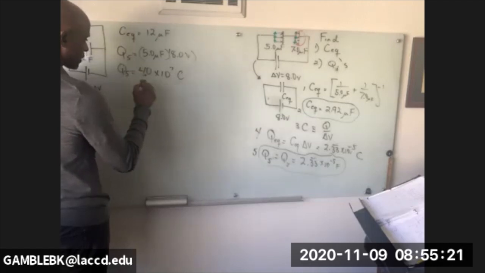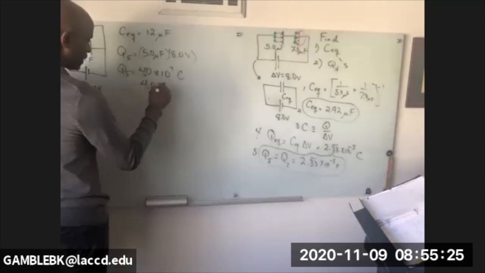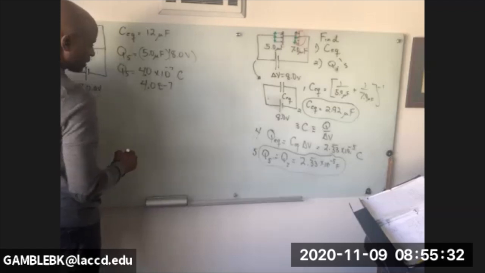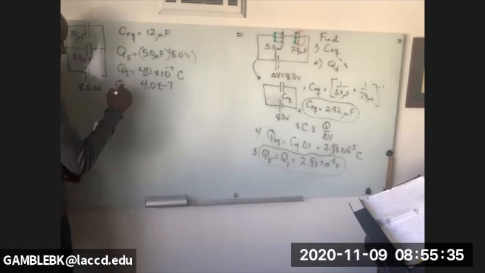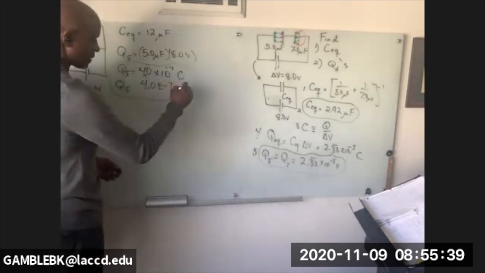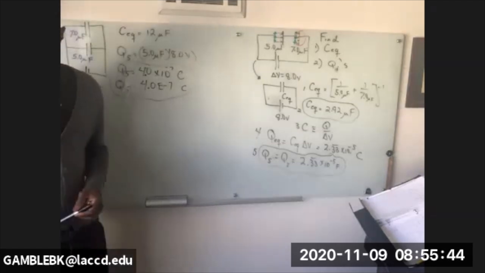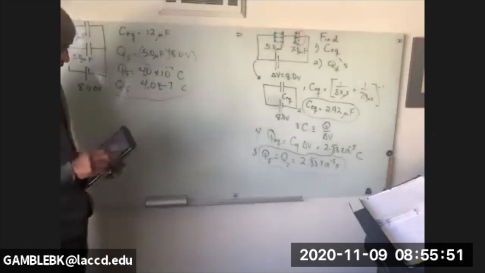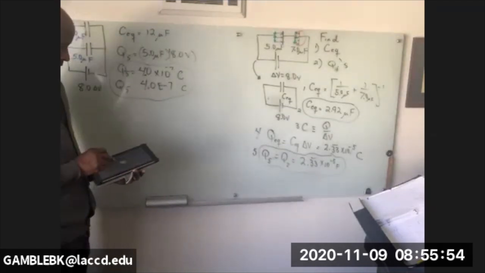And if you're putting it in the book, in the software, it would be 4.0 E negative 7. Coulomb. Yeah, a little bit of a dilemma there.